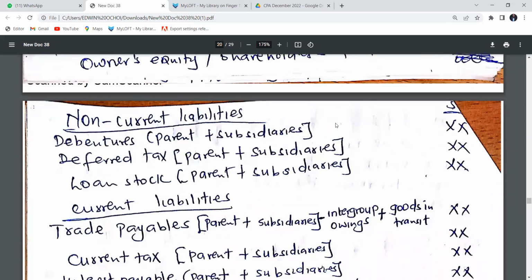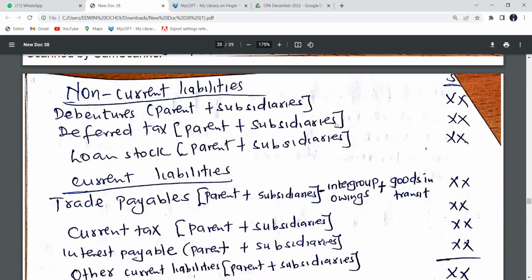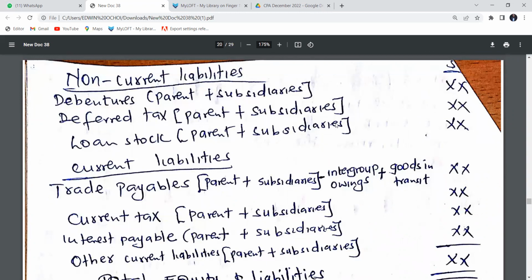For the other liabilities which are remaining, like debentures, deferred tax, and loan stock, it's just direct, adding the parent plus subsidiaries. Under current liabilities, like payables, after you have added parent plus subsidiary, you minus your intergroup owings, and you add goods in transit. For the others, like current tax, interest payable, and other current liabilities, you just add parent plus subsidiary.